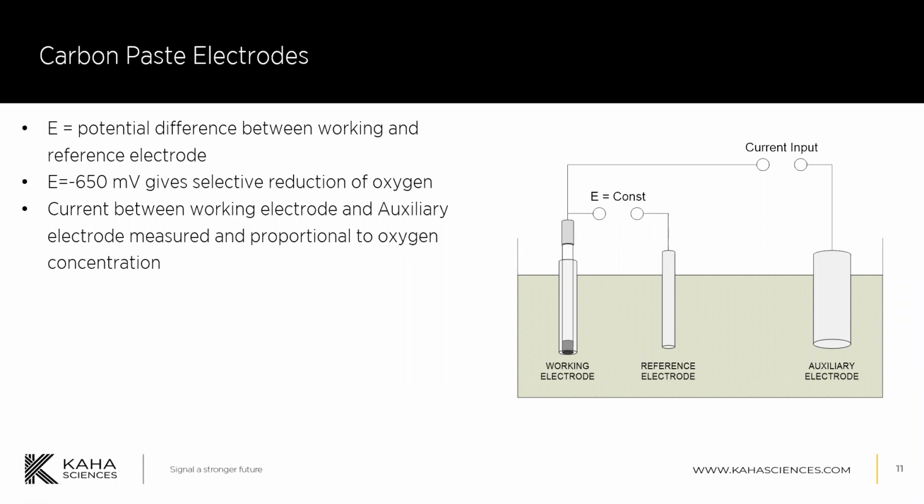We know that only oxygen will be reduced on that electrode. And then we have a third electrode called the auxiliary electrode. If we measure the current between the auxiliary electrode and the working electrode, we can measure that flow of electrons that are used in that reduction of oxygen. The equipment used to perform this is what we call a potentiostat. So the current between this auxiliary electrode and the working electrode will be proportional to the oxygen concentration in the tissue.